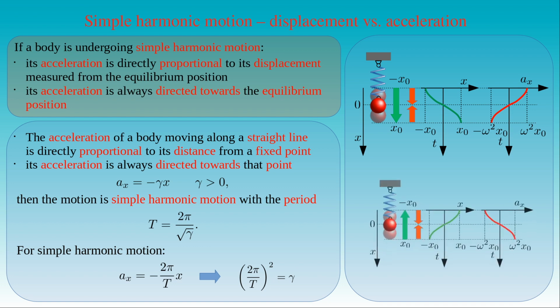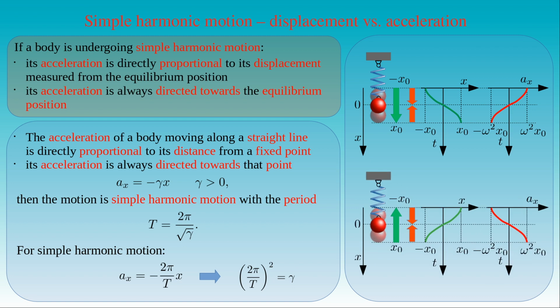In the lower figure, we follow the motion of the body from the turning point at the position of x0 to the turning point at minus x0, which is indicated with the green arrow. In the position x0, the distance of the oscillating body from its equilibrium position is maximal. Its acceleration has the value of minus omega squared times x0, that is, its deceleration is also maximal.